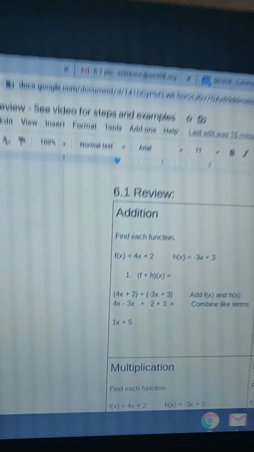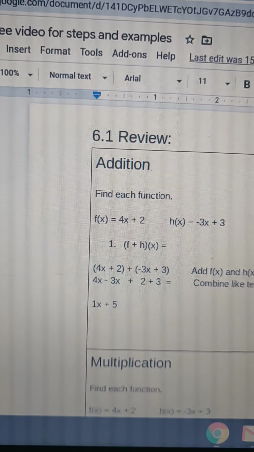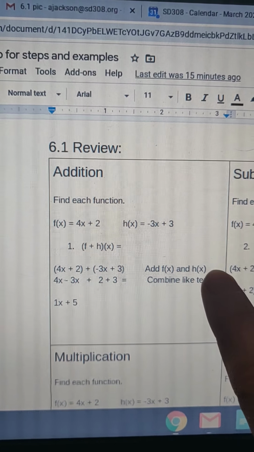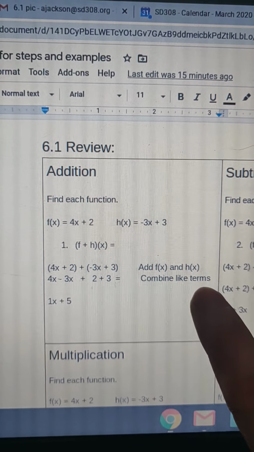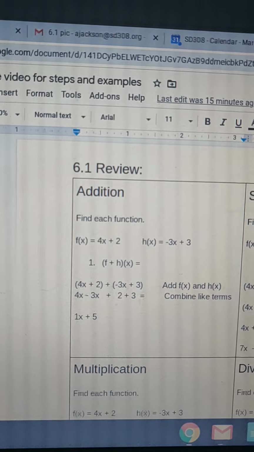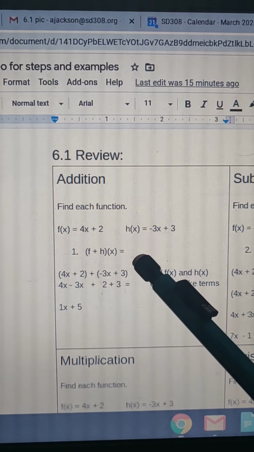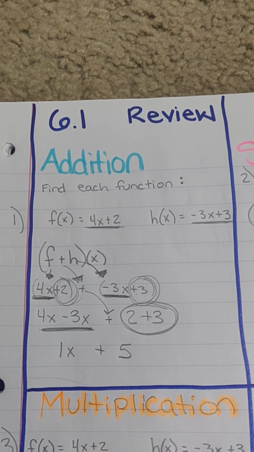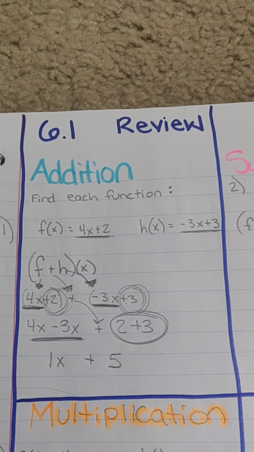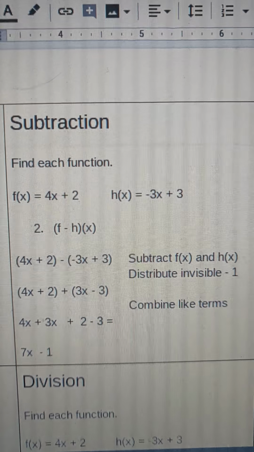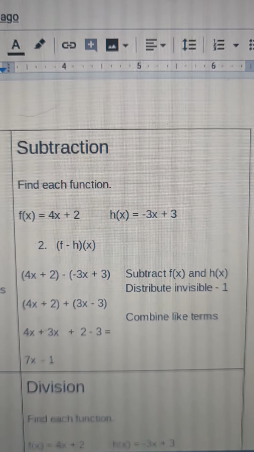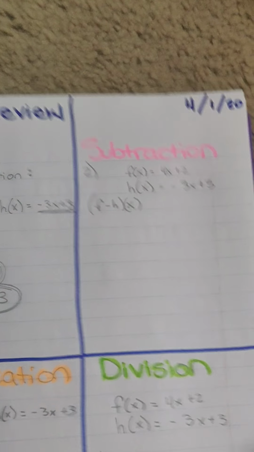So if you look over at the example here, I have 1x plus 5. And you can see that I added in my little notes here that you're going to add f and h and that you combine your like terms. And I showed you each of those steps. So if it doesn't make sense here, follow me along here. Okay? So that was the first example of addition. And next we're going to take a look at subtraction. Just like how we have it here in our Google Doc, I'm going to show you how to go through each of those steps on paper.